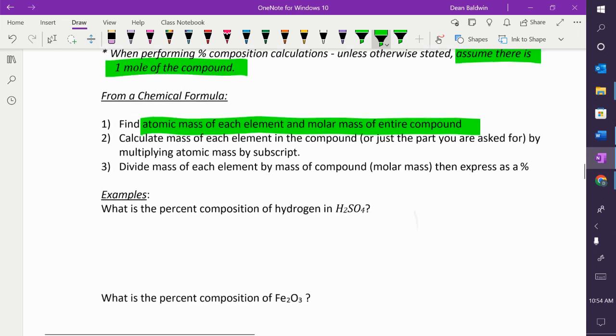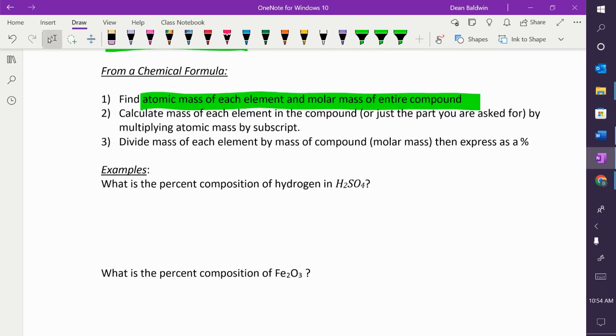So what does this look like? What is the percent composition of hydrogen in H2SO4? What's H2SO4? Starts with an H, so that tells you it's an acid. H2SO4 is, somebody say it, sulfuric acid. You're all just looking at me like, okay, sulfuric acid.